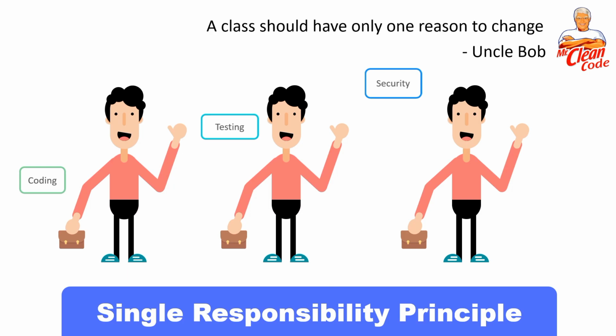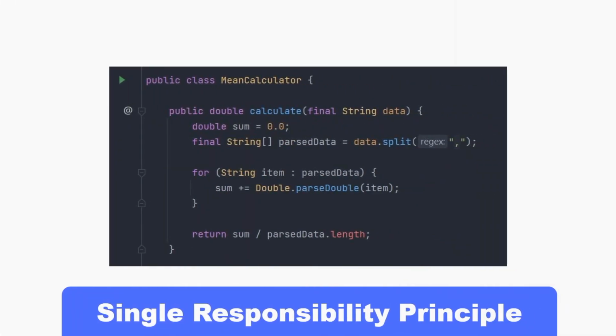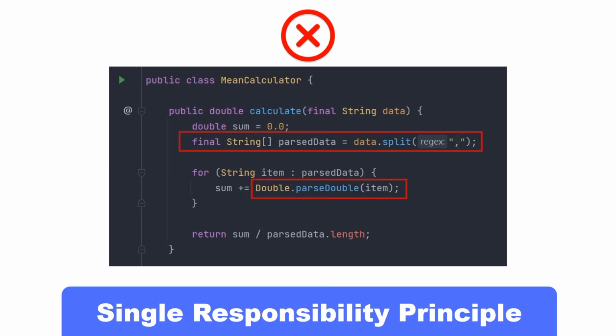Alright, let's dive into a real world example of how we can apply the single responsibility principle in code. Here we have a class that's supposed to do just one thing, calculate the mean of some numbers. However, it does not follow the SRP. It's like wearing multiple hats. This class is doing more than just calculating the mean. It's also handling data type parsing, making it messy and confusing. In other words, it has two reasons to change: parsing and the computation.